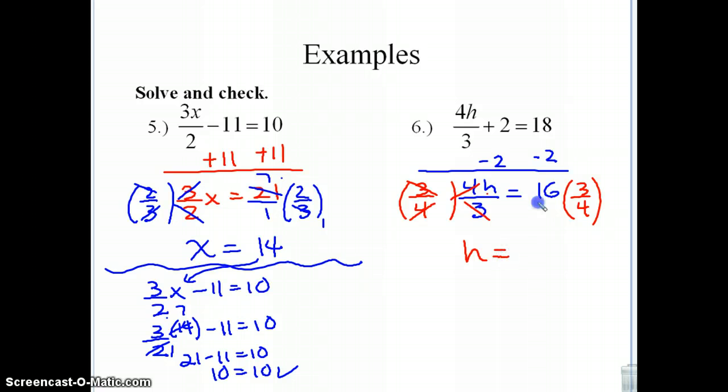On the right, 16 is 16 over 1. I cancel the 4, it becomes 1. 16 becomes 4. 4 times 3 is 12.